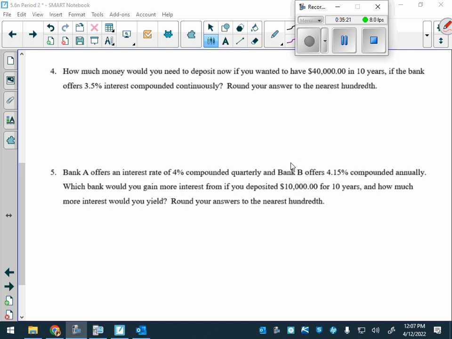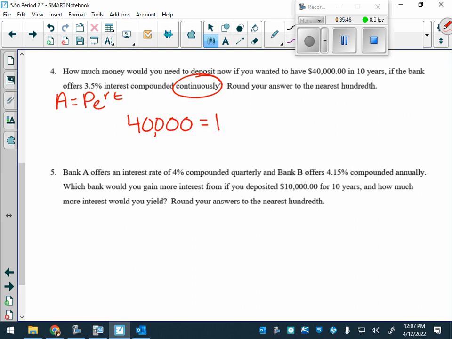Good. The PERT formula. Okay, we are using the PERT formula because it says continuously. What are we solving for? Go ahead, John. The initial investment, so the principal. We're finding that P value. So 40,000 equals P times e to the 0.035 times 10.